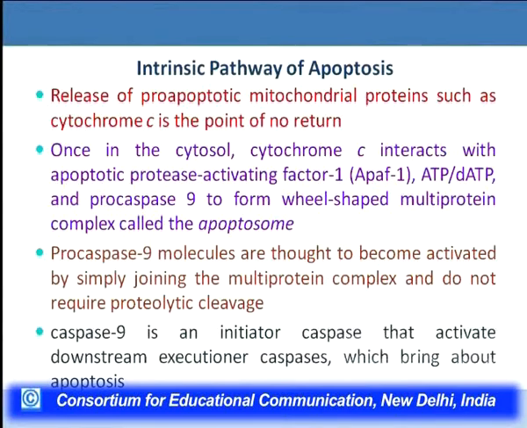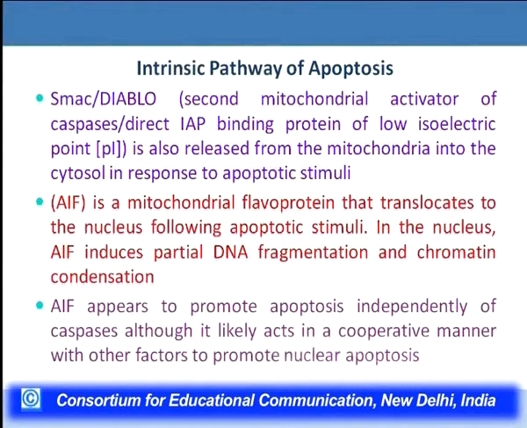This is the point of no return, and once that happens, cytochrome C interacts with APAF1, ATP, dATP and pro-caspase 9 to form a multi-protein complex termed the apoptosome. These pro-caspase 9 molecules, as soon as they come in contact with this complex, are activated, and this caspase acts as an initiator caspase, which activates the downstream executioner caspases, which lead to the apoptosis of the cell. And there are of course other molecules also which are released from the mitochondria, like SMAC/Diablo, and there is another molecule, AIF, which is a flavoprotein, which is also included in the apoptotic pathway, and it causes partial DNA fragmentation and chromatin condensation.